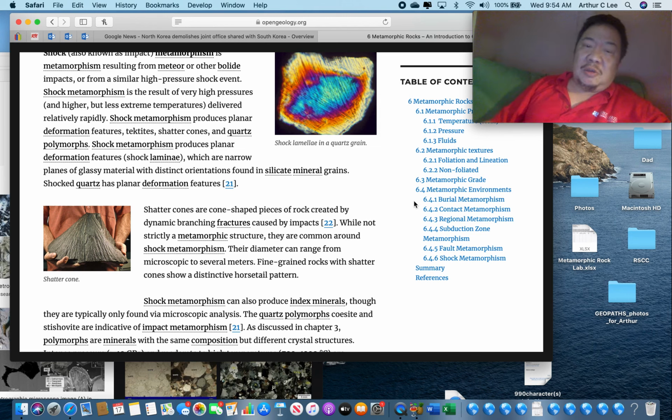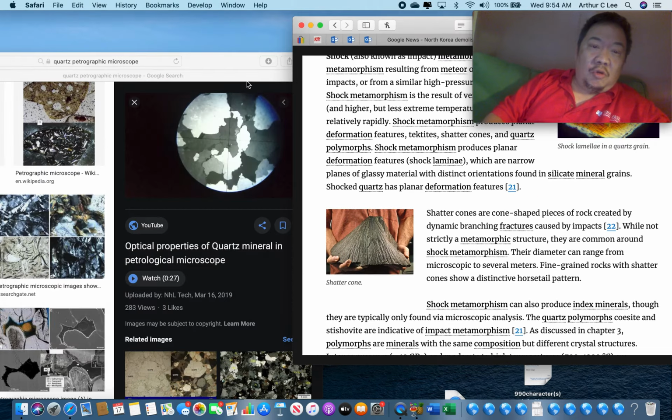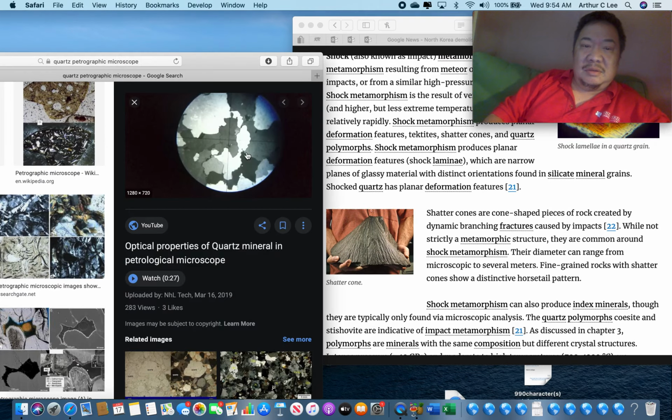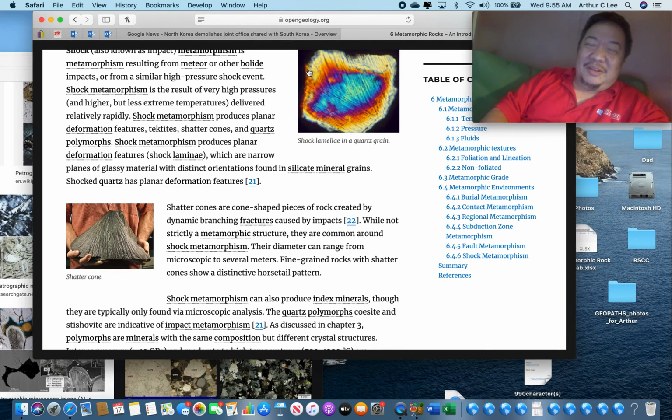S-H-O-C-K-E-D. Shocked quartz. Normal quartz looks like this. This is normal quartz under a microscope. Notice when you take a quartz crystal and put it on a microscope slide, you cut the rock so thin that light will pass through it, you get all these gray colors. 50 Shades of Gray. But look at the shocked quartz. It's got these brilliant colors in it, and it's got these lines in it.